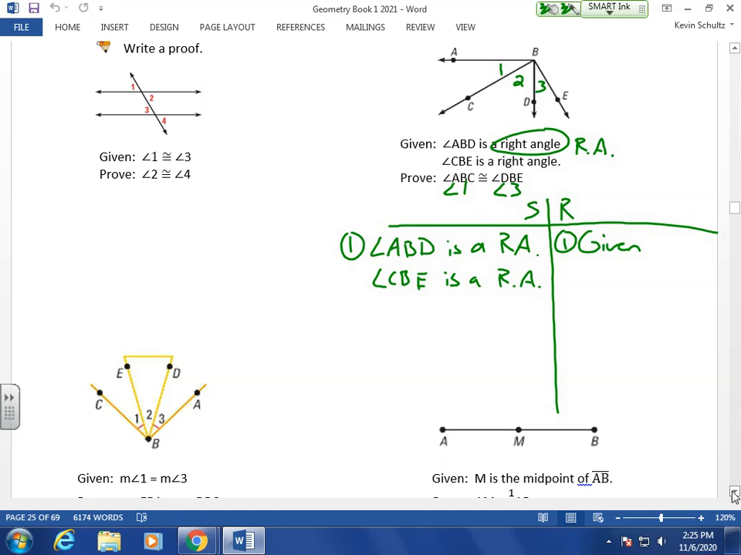Like the last one, we're looking at this, and we know that we have to somehow introduce angles 1 and 3, right? Because that's what we need to prove, that they're congruent. So, what relationship can you name involving angles 1 or 3?